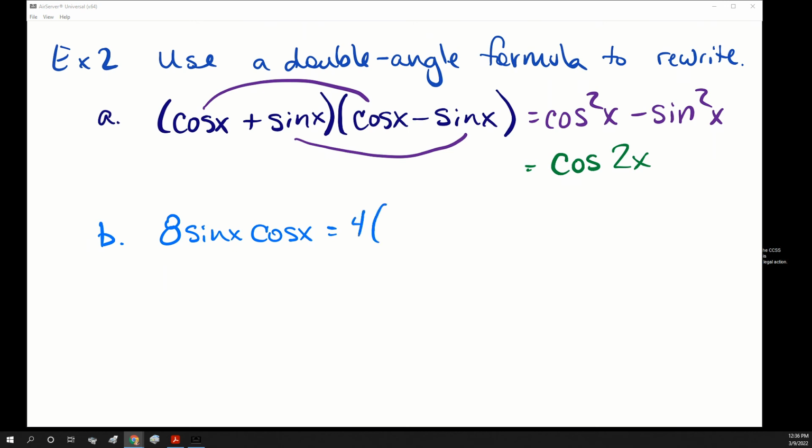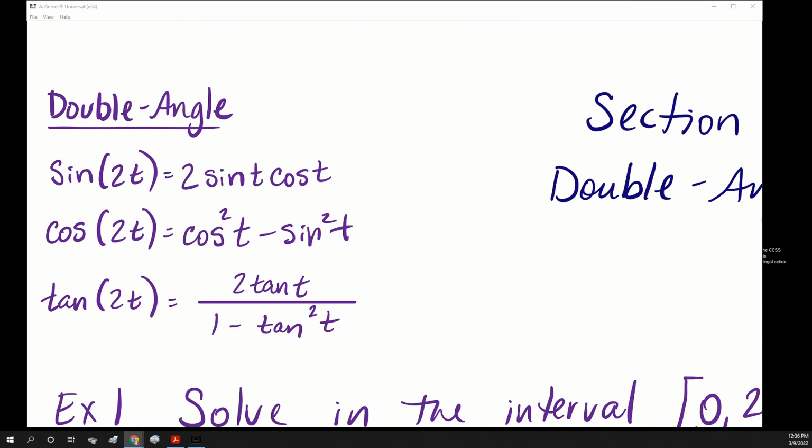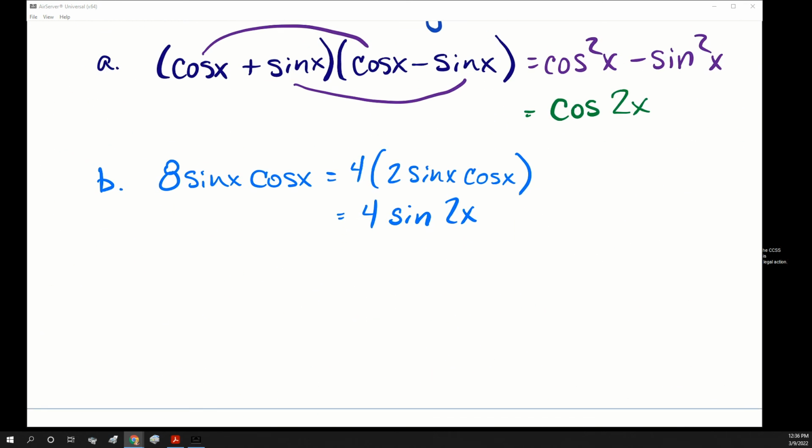Take out 4, right? So we can rewrite 8 sine of x cosine of x as 4 times 2 sine of x cosine of x, which is going to be 4 sine of 2x. To use the sine of 2x formula, we actually need 2 sine x cosine x, right? So I knew that to get 8 is 4 times 2. And then once you get that by itself, you can just change it.